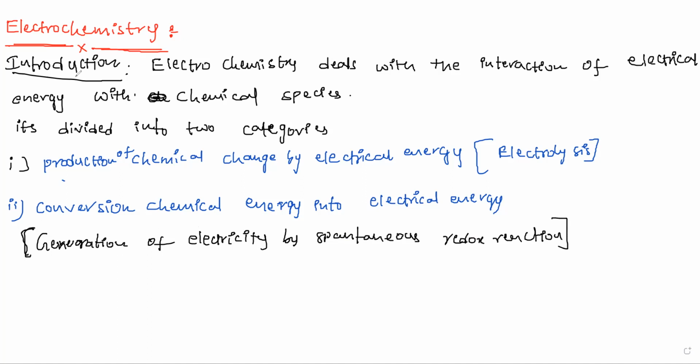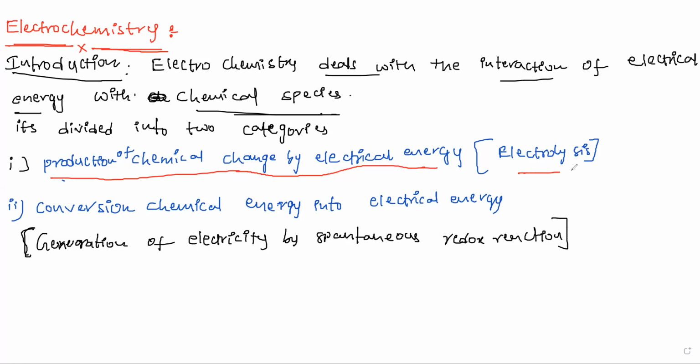Electrochemistry deals with the interaction of electrical energy with chemical species. This is divided into two types. One is production of chemical change by electrical energy, that is called electrolysis.